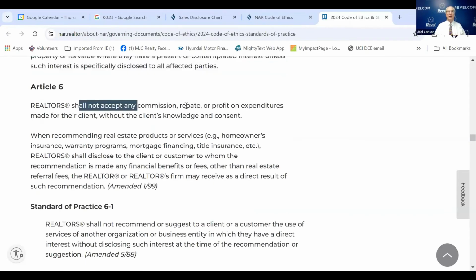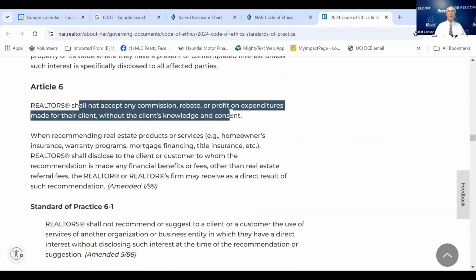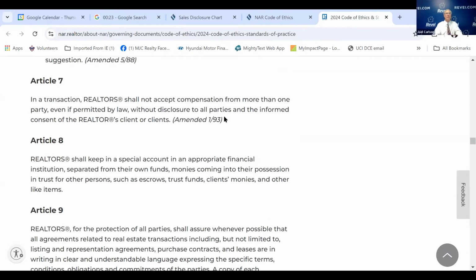Article 6: shall not accept any compensation without the client's knowledge and consent. So now I say, hi, seller, you're going to pay me? Fine. Buyer, give me something on the back end here. Give me a little something here. You have to put it in writing. Everybody has to disclose it, and everybody has to say that they accept it. That's law here in the state of California. It's also in your code of ethics.